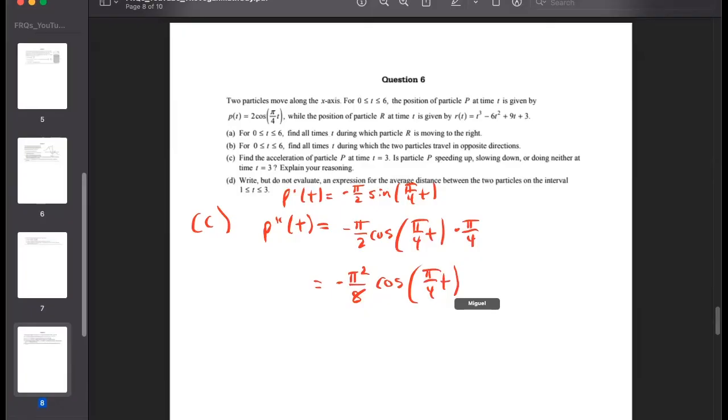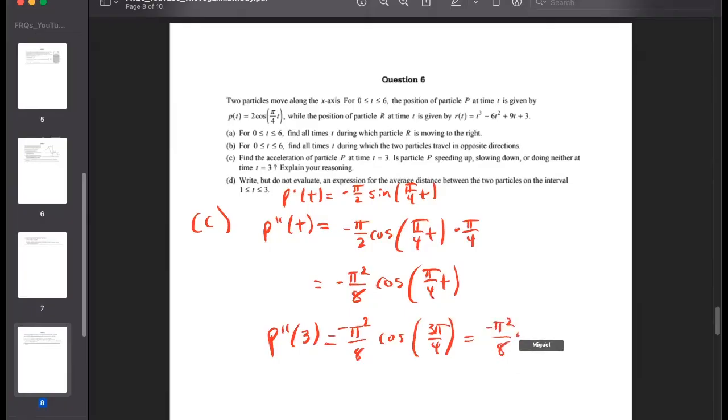And they want us to find the acceleration at t is equal to 3. So I'm trying to find the second derivative at 3. And that's negative pi squared over 8 cosine of 3 pi over 4, which looks like negative pi squared over 8 times negative root 2 over 2, which is going to be positive root 2 pi squared over 16. Some weird value. We found it. That's all they want us to find.